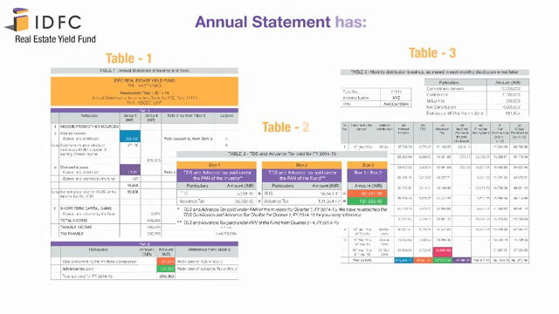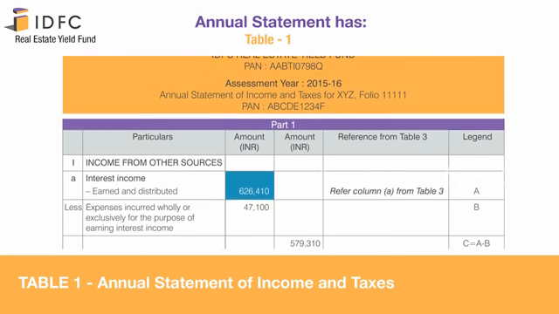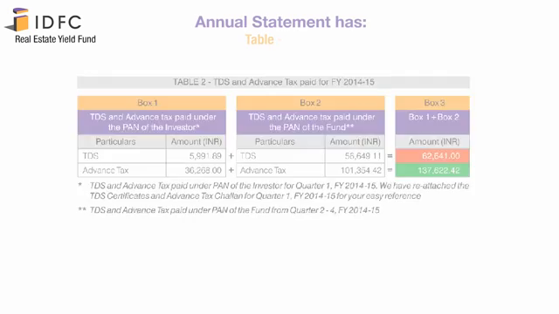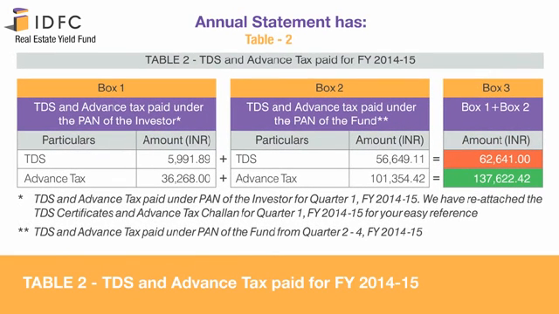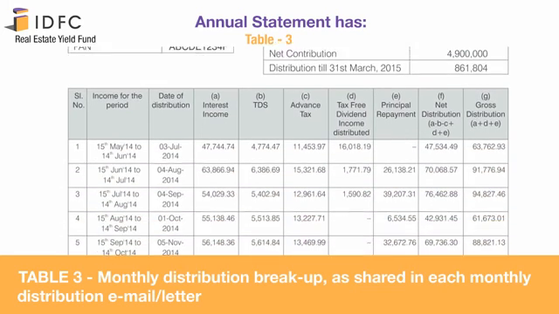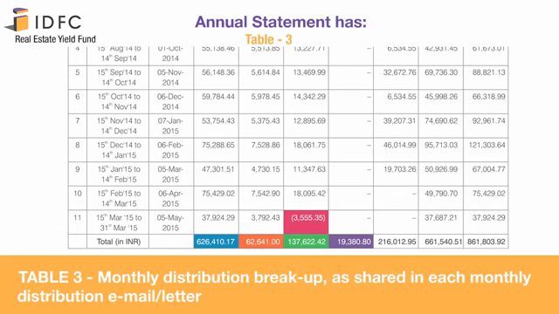Your annual statement has 3 tables. Table 1 provides a breakup of your share in the income earned by the fund and the taxes paid by the fund on your behalf. Table 2 provides a breakup of the TDS and advance tax paid by the fund under your PAN as well as the PAN of the fund. Table 3 provides a summary of all monthly distributions made during the financial year 2014-15.